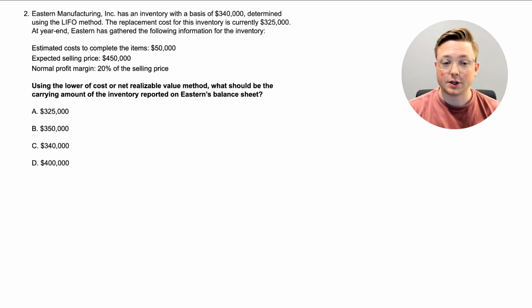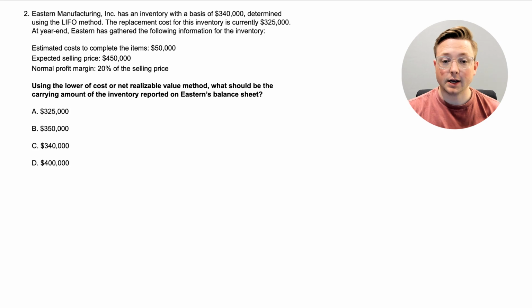All right, here we are at question 2. Using the lower of cost or net realizable value method, what should be the carrying amount of the inventory reported on Eastern's balance sheet? Okay, so if I'm being honest, I think just from doing the previous question, you could probably do this. So I'm going to read through this, but I want you to pause the video and do it yourself, because again, I think you could do it after just one question about lower of cost or net realizable value. So let's read through this and then you'll do it.